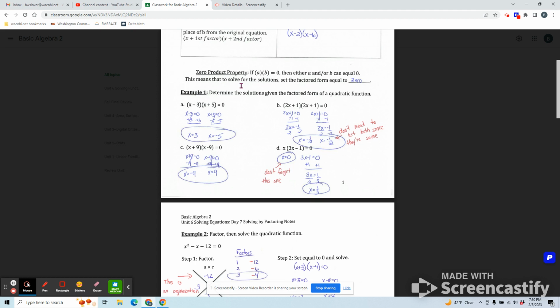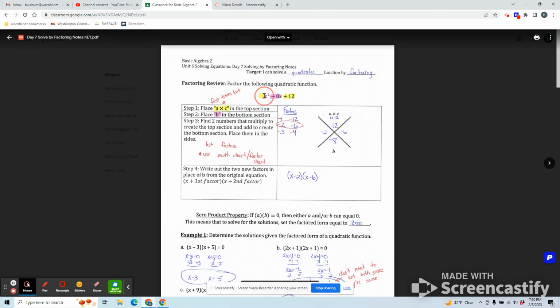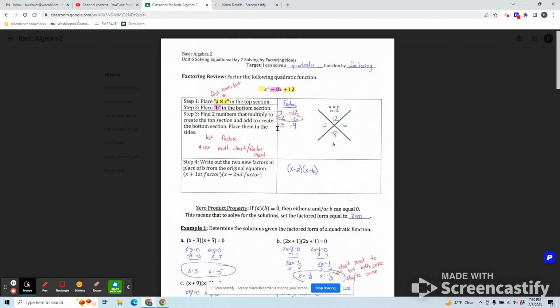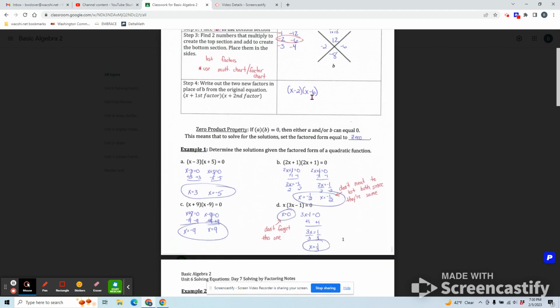And remember, a factor, so here's my trinomial. This is a factor, what's in parentheses. X minus 2 is a factor. X minus 6 is another factor of this expression. So we're going to be setting these equal to 0.